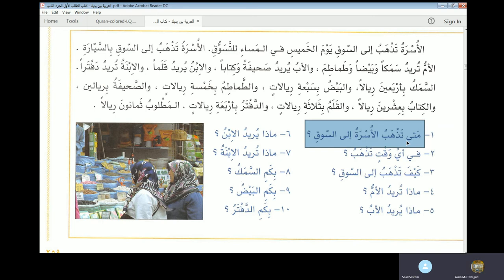Al usratu tadhabu ila suqi yawm al khamisi fil masai. Okay, يوم الخميس في المساء.